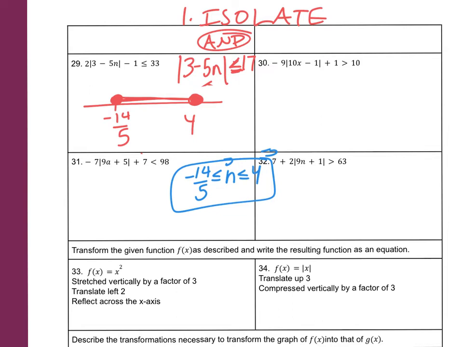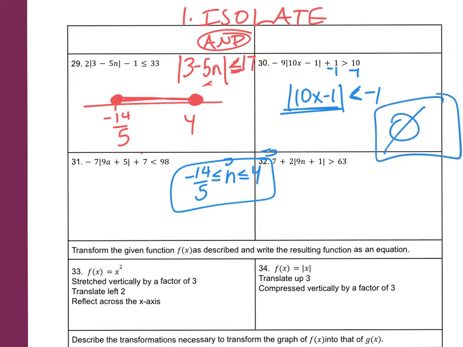All right, number 30. Subtract 1, and then divide by negative 9. When I do that, this is going to flip. It's going to be negative 1, because again, 10 minus 1 is 9, divided by negative 9 is negative 1. Can an absolute value, a positive value, because we know absolute values are always positive, ever be less than a negative number? No. So I can spot from the start that this one's going to be no solution. Anytime you get an absolute value that is less than or greater than a negative number, it's going to be one of those special cases.